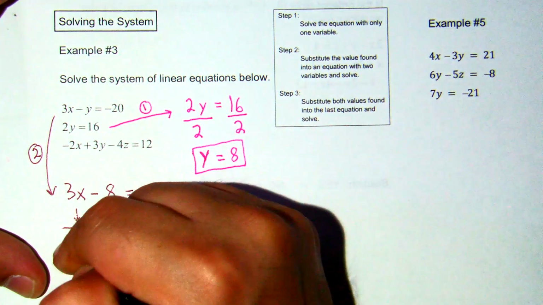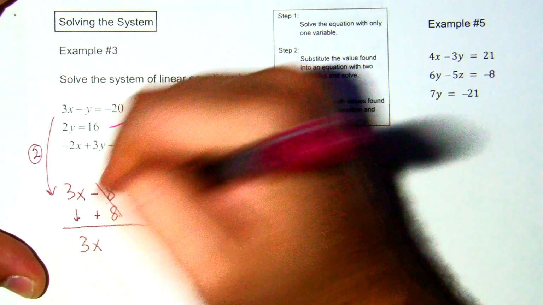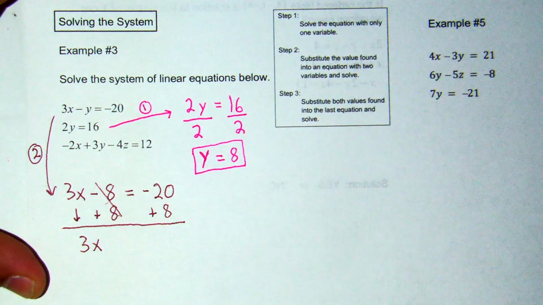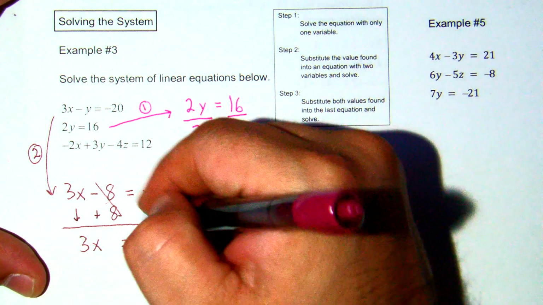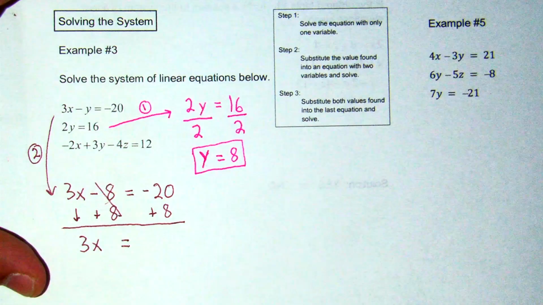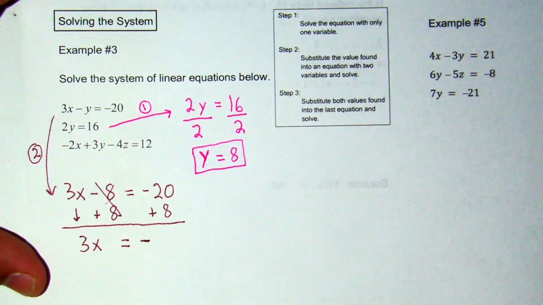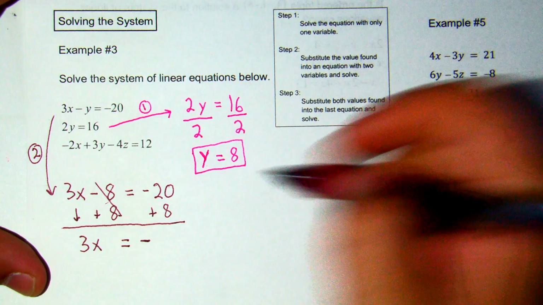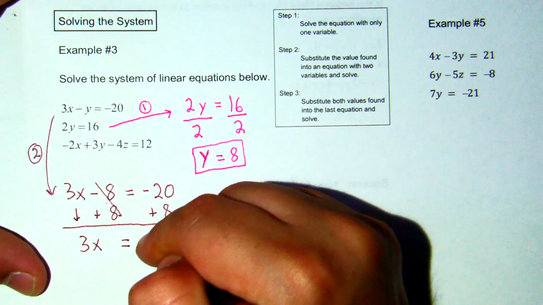We bring down the 3x. Negative 8 plus 8 is 0. We call that the identity element of addition. You can add 0, subtract 0, it doesn't change anything. So now we just have 3x on the left side. On the right side, we're combining a negative 20 and 8. So the negative's larger. Our sum is going to be negative. And because they're different signs, it's like I'm subtracting them. So 20 minus 8 is 12.